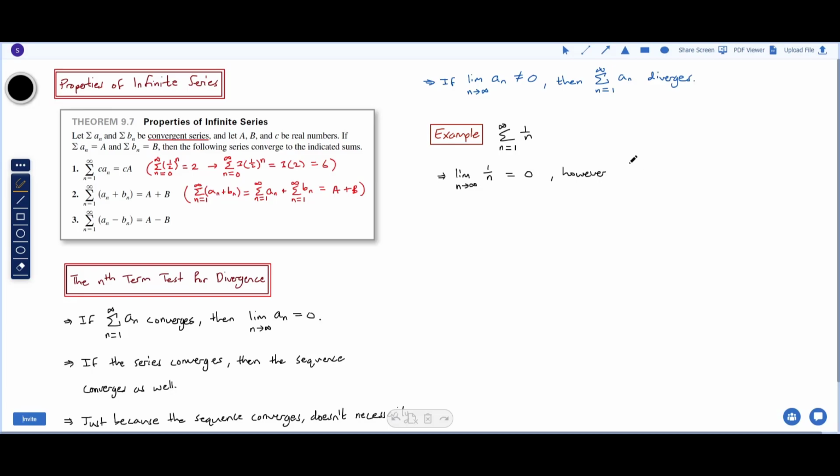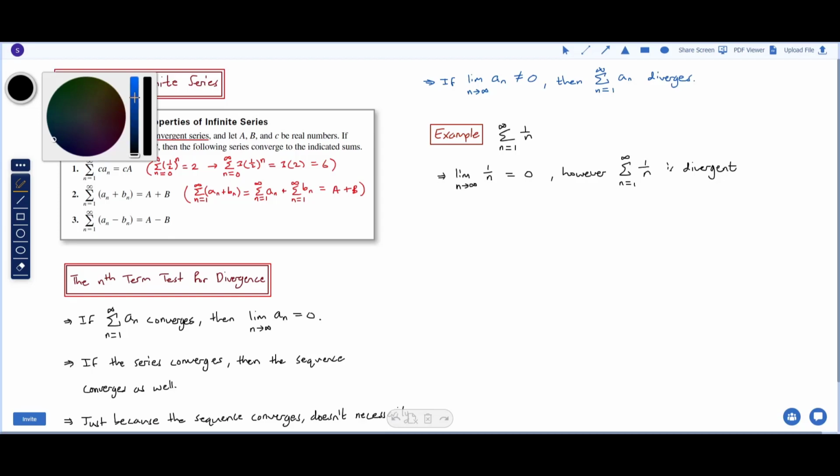However, the sum from n equals 1 to infinity of 1 over n is divergent. So this sum here is divergent, even though the limit of 1 over n as n goes to infinity is equal to 0. This is a special kind of series called the harmonic series, and it's an example of this sort of property of series.